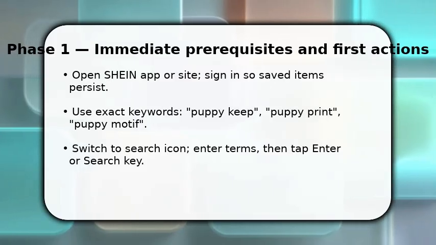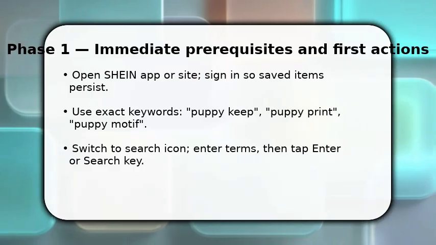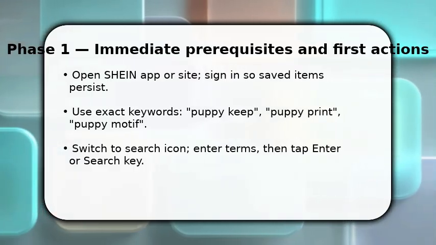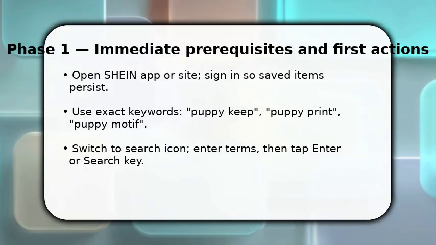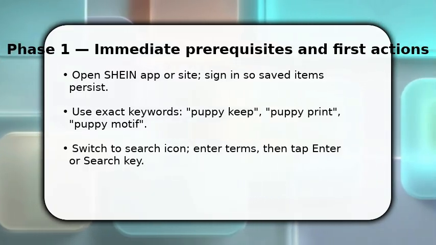You begin by opening the Shein app or website and signing in so saves stick with your account. Type precise search phrases like puppy keep and related terms. This widens results while staying focused.